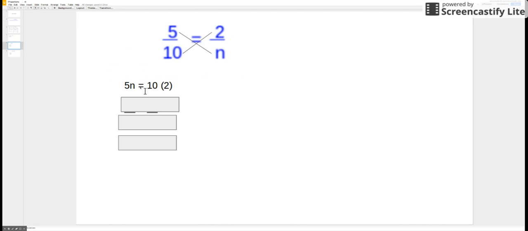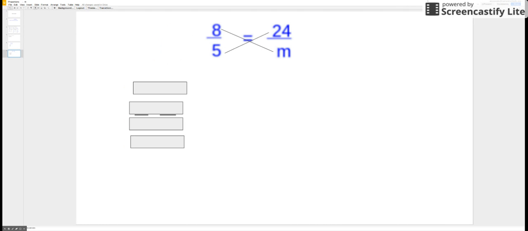Okay, so now I have 5n is equal to 10 times 2. We all know how to solve for n since we did a whole chapter on equations. So 5n is equal to 20, right? 10 times 2 is 20. How do you solve for n? If you're multiplying by 5, you're going to divide both sides by 5, right? The 5's cancel out, and you're left with n is equal to 4. So in other words, if you plugged in 4 here instead of n, you would have 5/10 is equal to 2/4, which, yes, those two ratios are proportional.